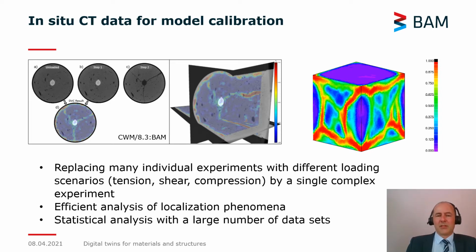And that even allows you to efficiently analyze localization phenomena. So if you have a crack, you usually don't know exactly what is happening. And based on that CT scan data, you exactly know what the crack is and you can compute what are the cohesive forces transferred through the crack. And if you have a large number of data sets, you can perform a statistical analysis in order to get something like a distribution of your parameters. And that allows you at the end to do some reliability analysis because every single setup is different.